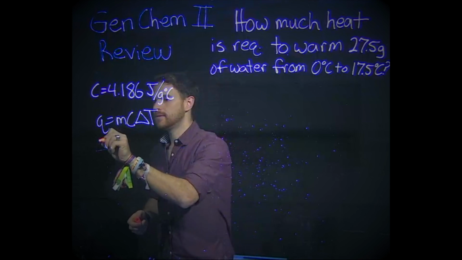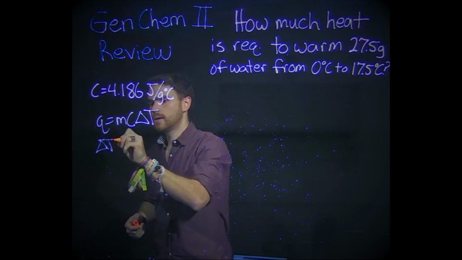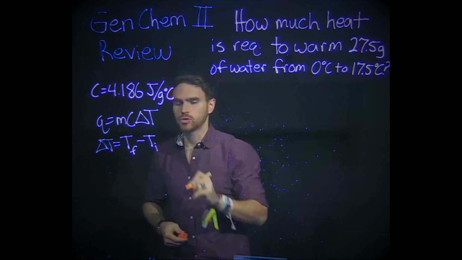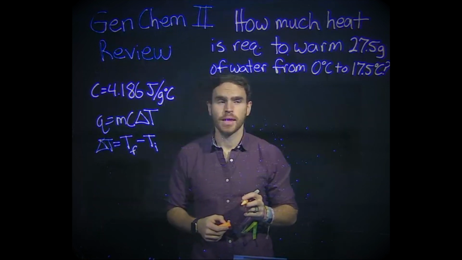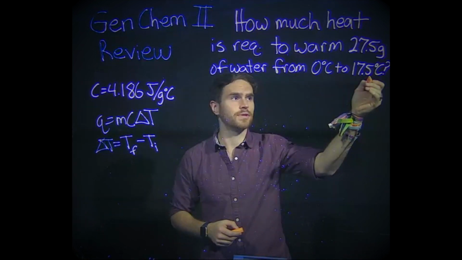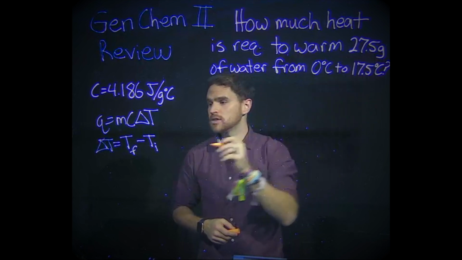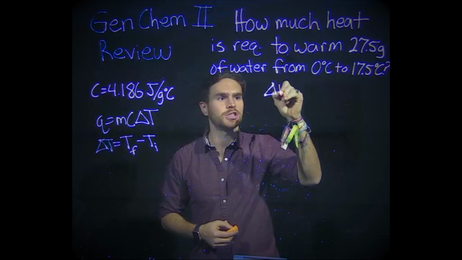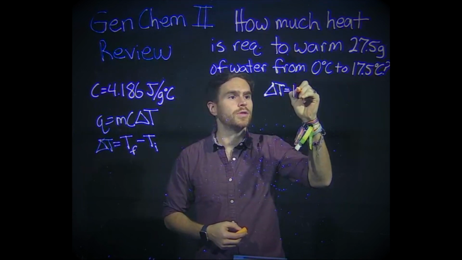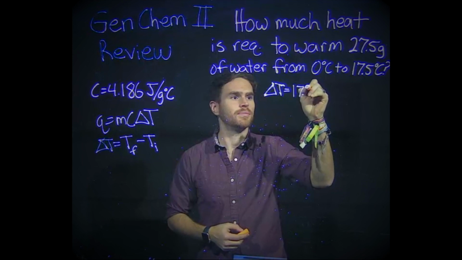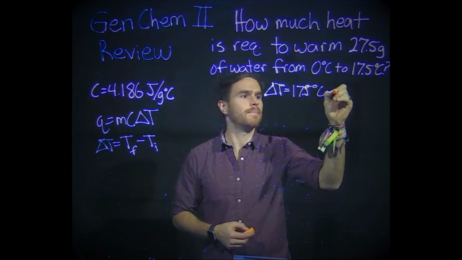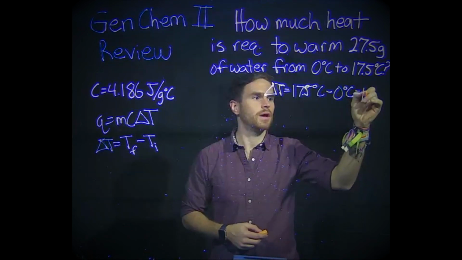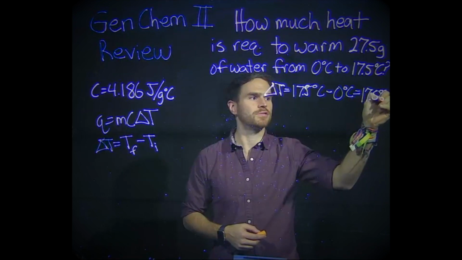Now delta T can be solved by knowing the final temperature and subtracting from that the initial temperature, Tf minus Ti. And we're given the initial temperature, the final temperature, and the mass, so as a result, we should be able to solve this problem. First, in order to determine the change in temperature, we know that our final temperature is 17.5 degrees Celsius minus 0 degrees Celsius, for a total change in temperature of 17.5 degrees Celsius.